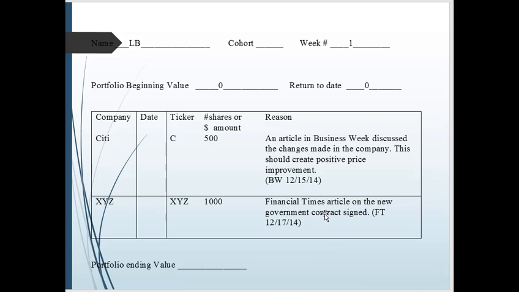Financial Times article. There was a new government contract signed. That could be good for this company. So those are the reasons, right? Again, you can't say, well, I think it's a good stock. I think it's a good thing to invest. We have to know why you think it's a good thing.